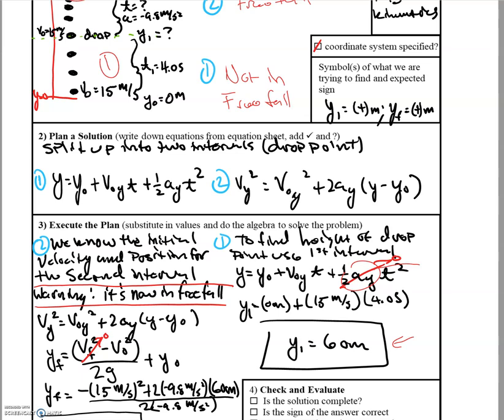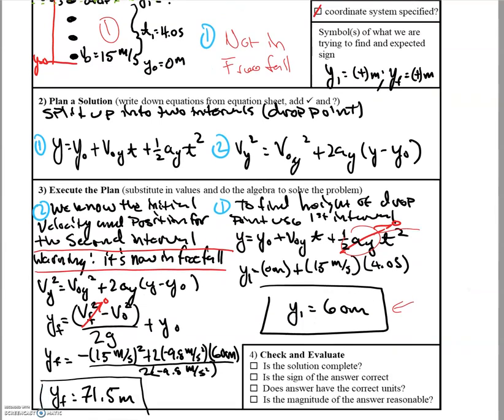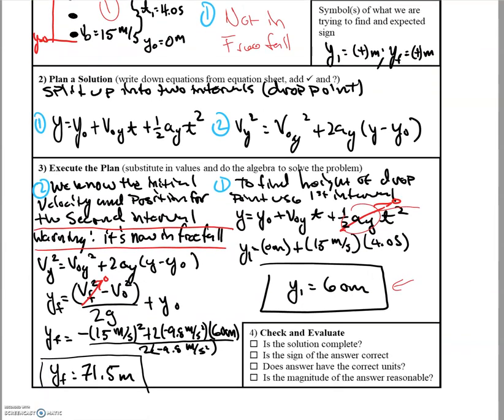You now know the initial height that you were at for that. And then you can solve for the final height because you know you're in free fall and you know the acceleration. So doing that, you find that from the ground, the distance is 71.5 meters for the maximum height.